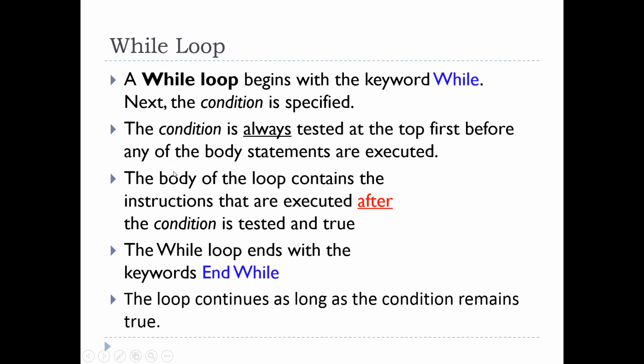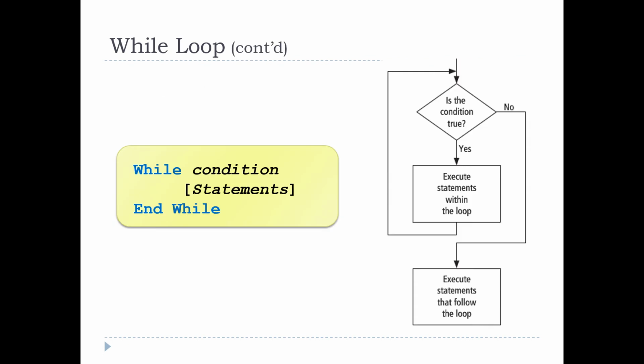So if the condition is always true, it will keep going until it's false. If there's never a false in there, then it will keep going forever. You have a never-ending loop, which is not good. So here is a very basic syntax for a while loop. And on the side, you see also the flowchart for that as well.